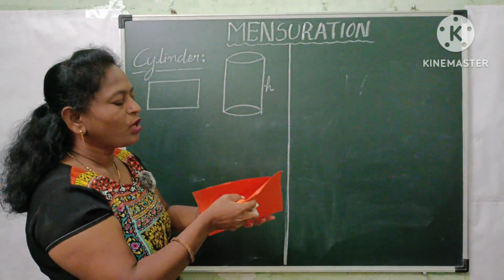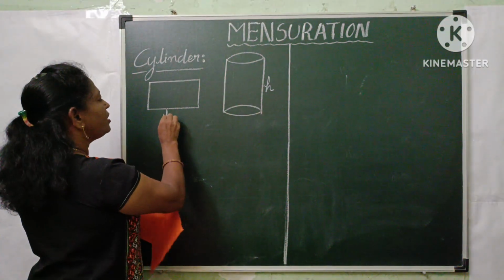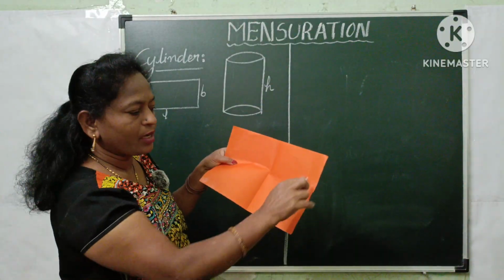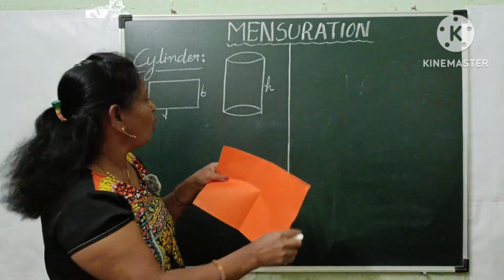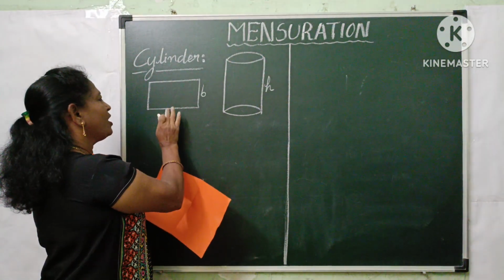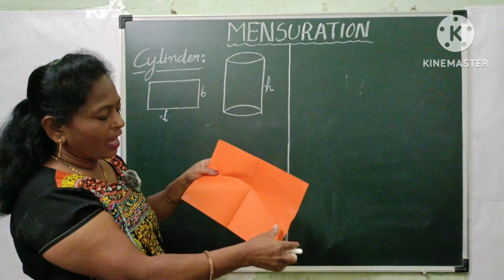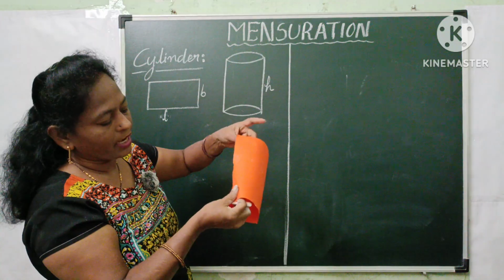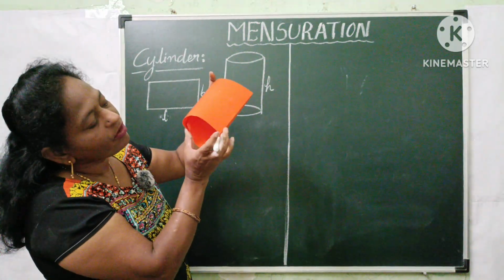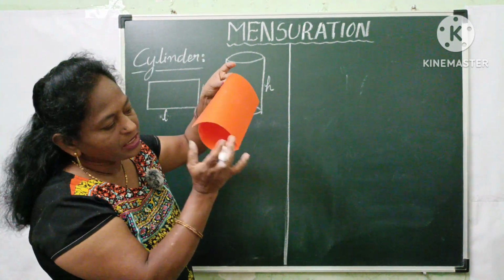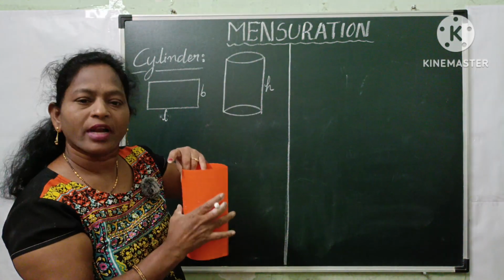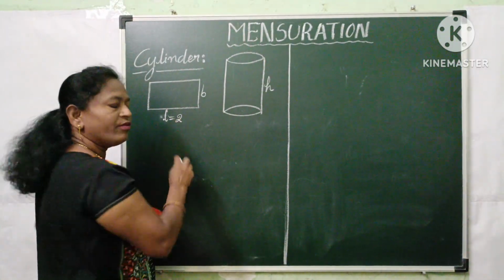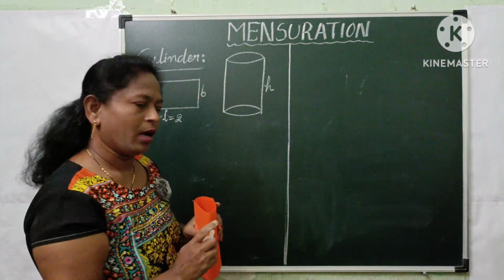Now, unfold this. Here it is the length and breadth. This is the length of the rectangle, and this is the breadth of the rectangle. When you fold this rectangle, the length becomes the circumference of the circle. Length is equal to the circumference of the circle, with the formula 2 pi r.